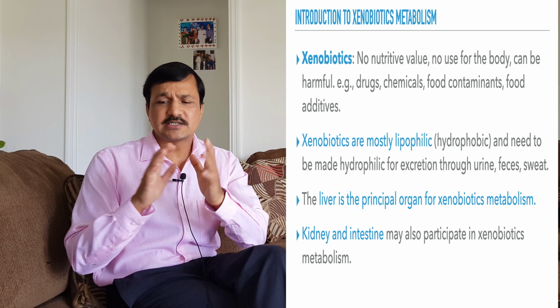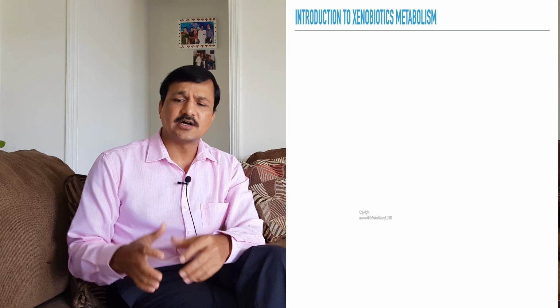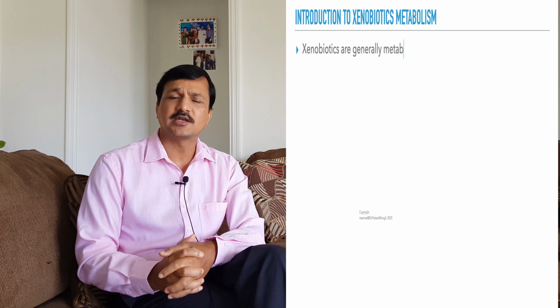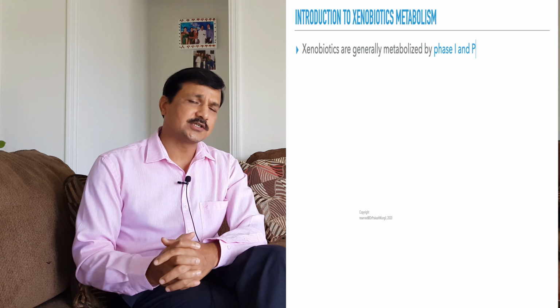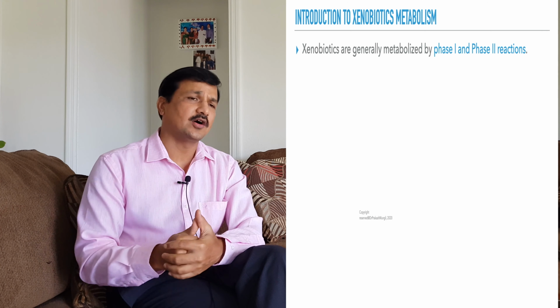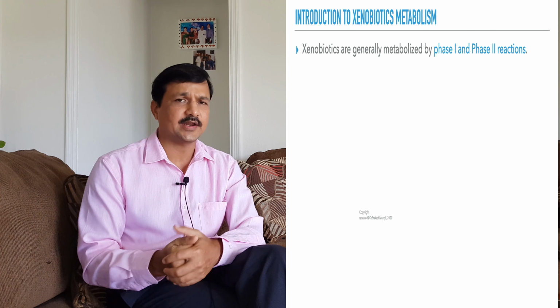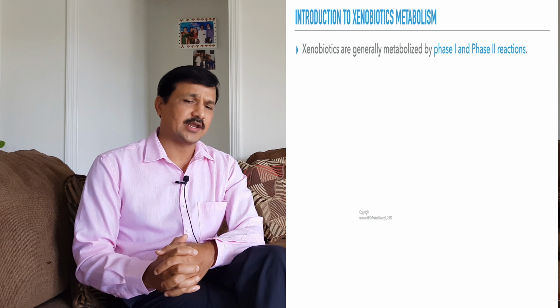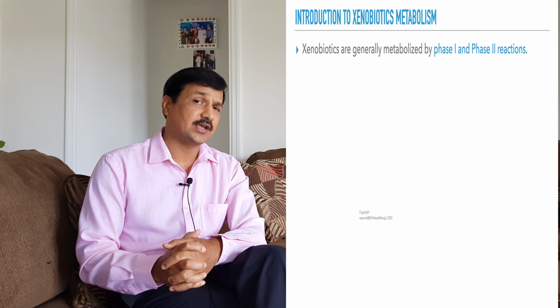Now, let us see how exactly the liver is handling these xenobiotics. Xenobiotics are generally metabolized in the liver, the principal organ in our body. The metabolism of xenobiotics involves two phase reactions, phase 1 reactions and phase 2 reactions. What exactly happens in phase 1 reactions and what exactly happens in phase 2 reactions?